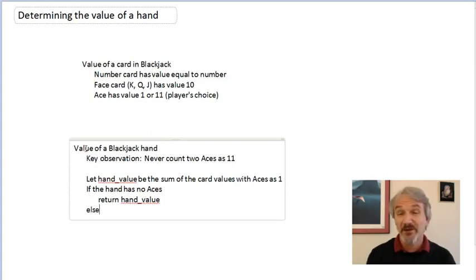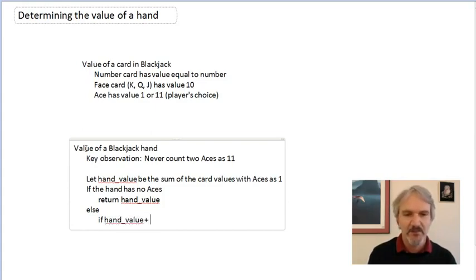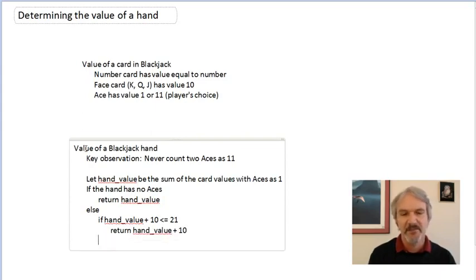Remember, the worst we're going to do is count 1 ace as 11. We're not going to count 2 aces as 11. So the logic we need is the following. What happens if we counted 1 of those aces as 11? That would increase the value of the hand by 10. And if it doesn't bust, we should probably do that. So else if hand value plus 10 is less than or equal to 21, we return hand value plus 10. Else, we return hand value.